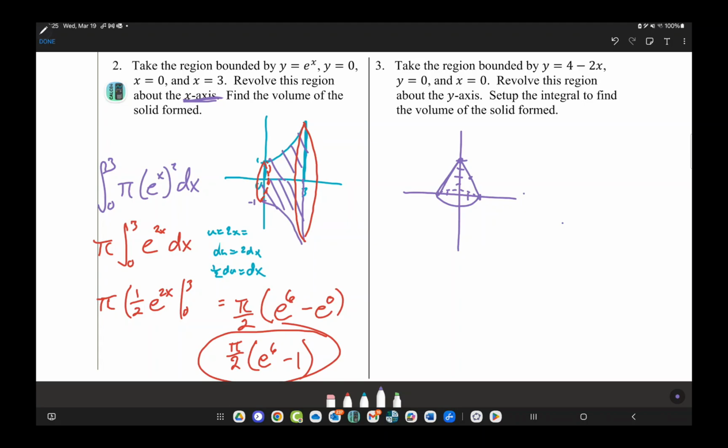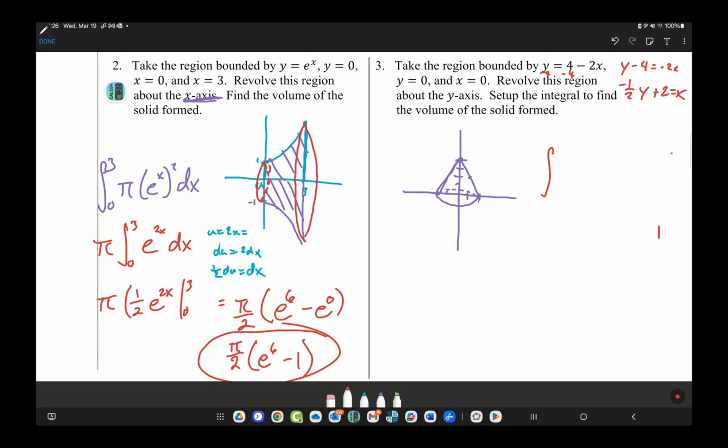But guess what we're going to do? We're going to do the integral. Now, this needs to be in terms of y, doesn't it? So first of all, this is not in terms of y. So we are going to subtract 4. So y minus 4 equals negative 2x. Divide by negative 2. Negative 1/2 y plus 2 is equal to x. So there's my function.